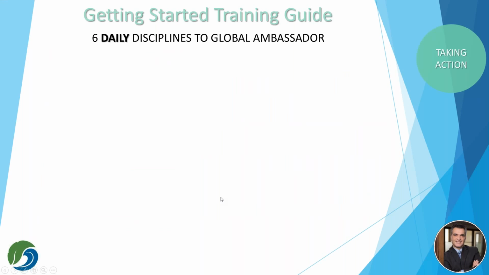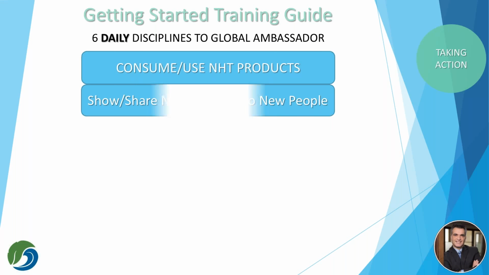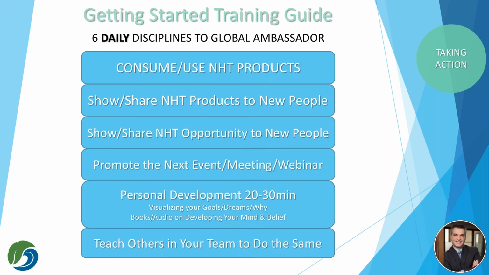Now, let's talk about taking action, because nothing grows unless action is applied. So I want to talk about the 6 daily disciplines to becoming a global ambassador, which is our top recognition rank of the company. And it's really as simple as I'm going to share. I want you to take this guide, this page that says taking action, the 6 daily disciplines to global ambassador, and post it up on your wall. And I'm just going to quickly go over these.